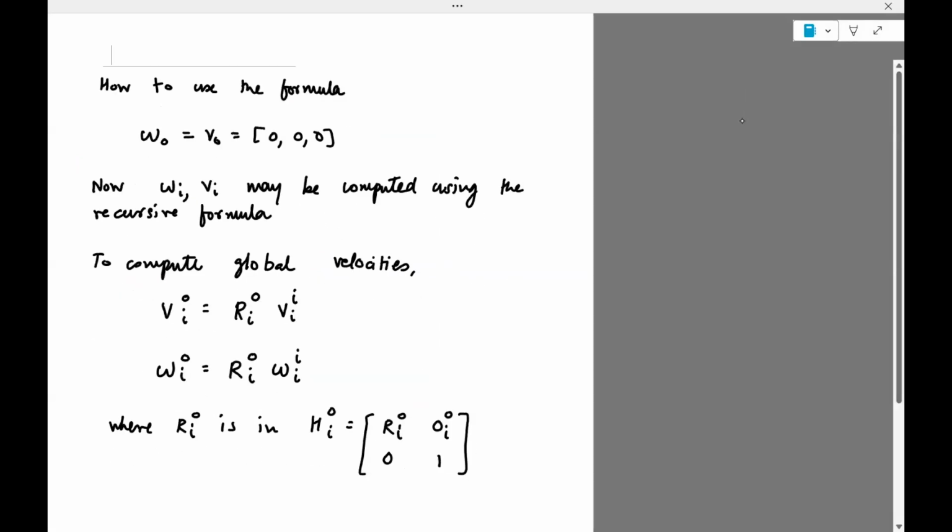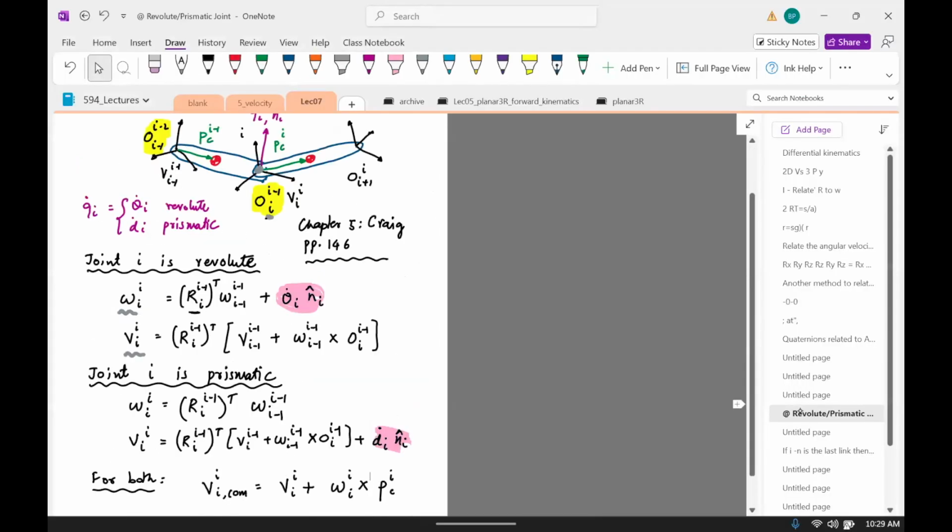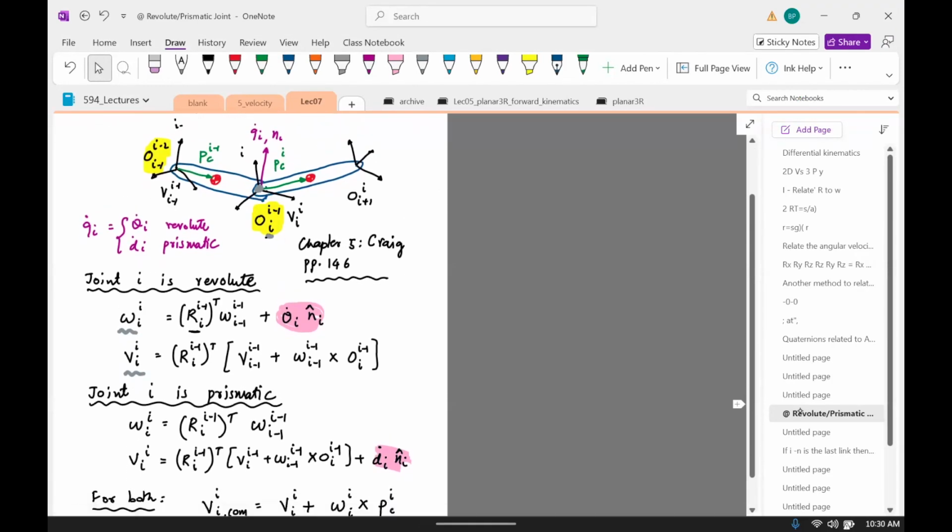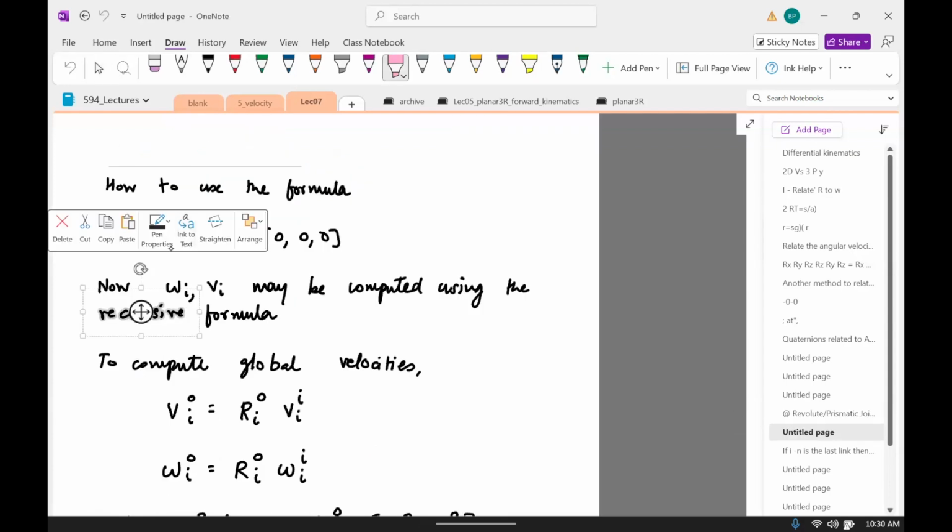Now, how to use the formula? Well, this is a recursive formula. It goes from frame i minus 1 to i. So what you do is you start with frame 0. Frame 0 is the frame which is attached to the world. It does not move. So the linear velocity and the angular velocity of frame 0 is going to be 0.